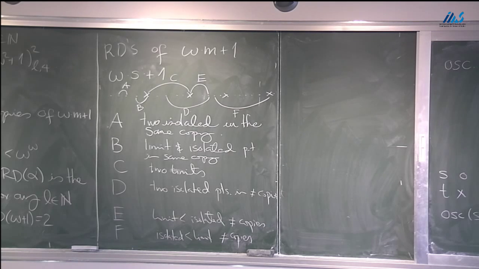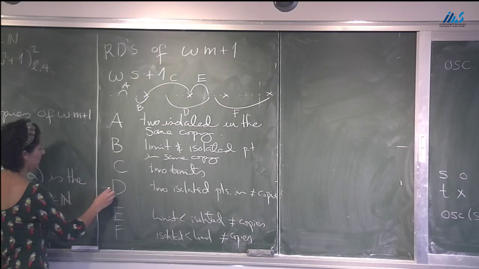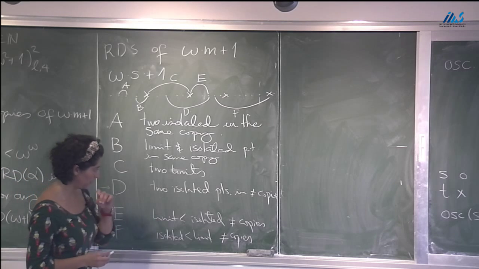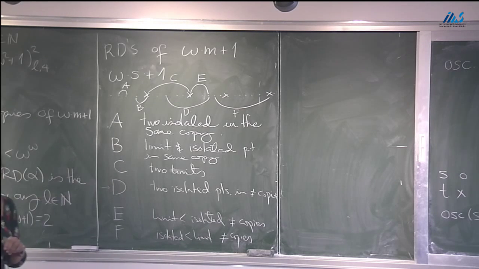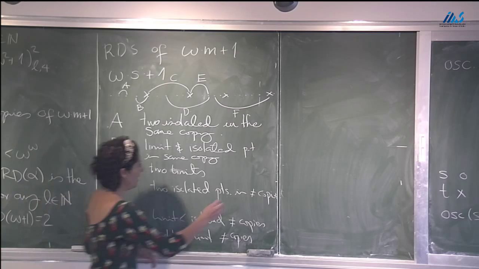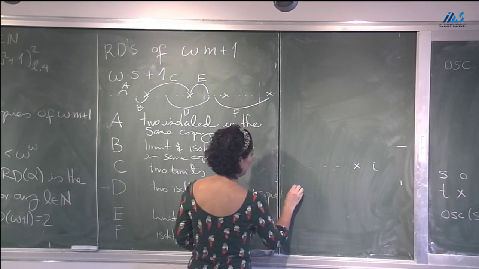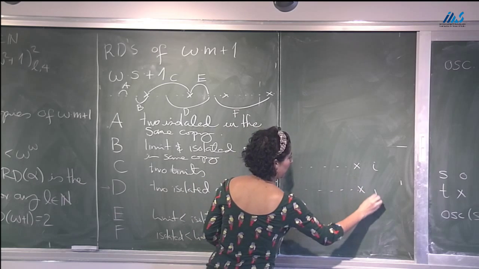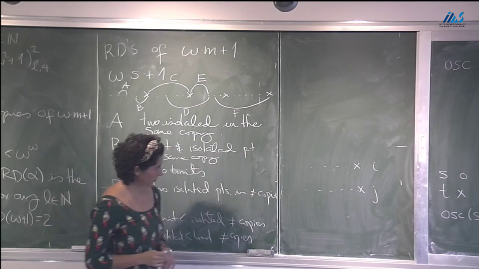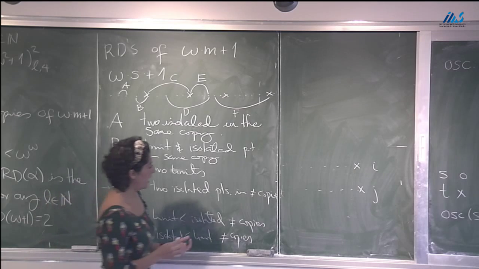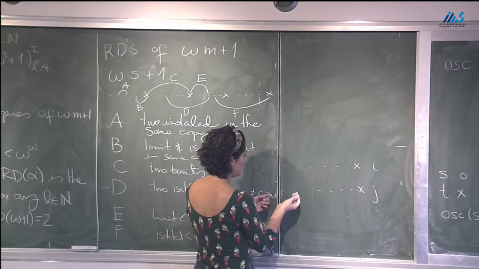All right, the idea of identifying these types is that we want to make sure that two pairs of the same type are as indistinguishable as possible. For instance, if we focus on this type right here, two isolated points in different copies of omega plus 1, we will have one copy of omega plus 1 and another copy of omega plus 1, and there are two possible types of crossings.